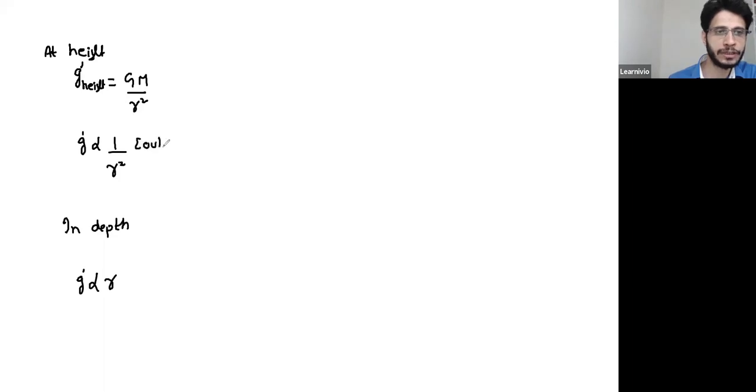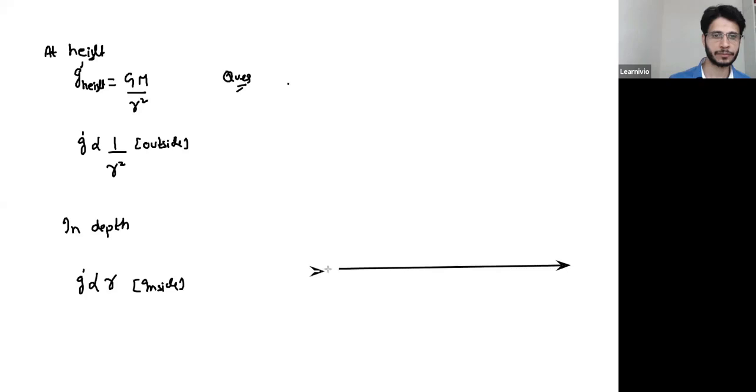So this is outside the surface of Earth. This is inside the surface of Earth. These two expressions will help you to plot the g versus r graph. So it's an important question. It will ask you to plot its g versus r graph. This is r equal to 0. R equal to 0 means the center of Earth.